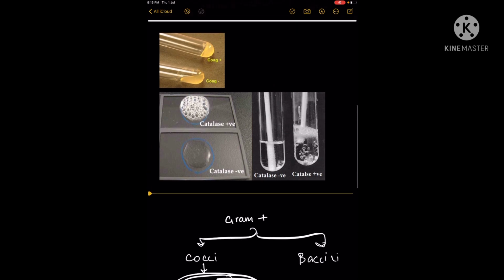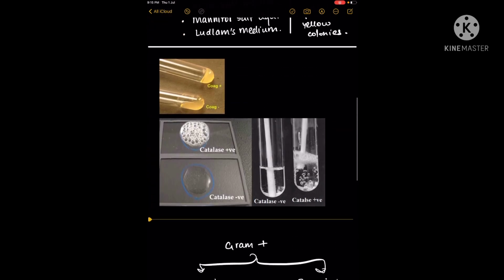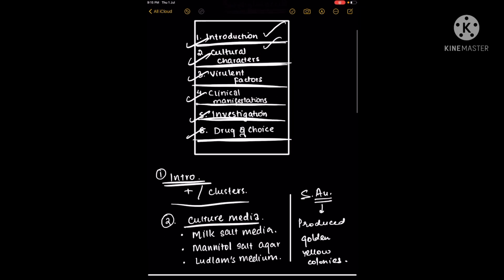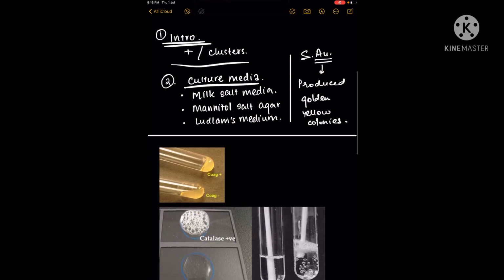And there is also the coagulase test. Let's go into the first topic, that is introduction. Staphylococcus may be coagulase test positive or coagulase test negative. So what is the coagulase test? Coagulase converts fibrinogen to fibrin, and there will be clotting. As you can see, in coagulase positive there is clotting and the liquid can't flow, and in coagulase negative, the liquid flows.